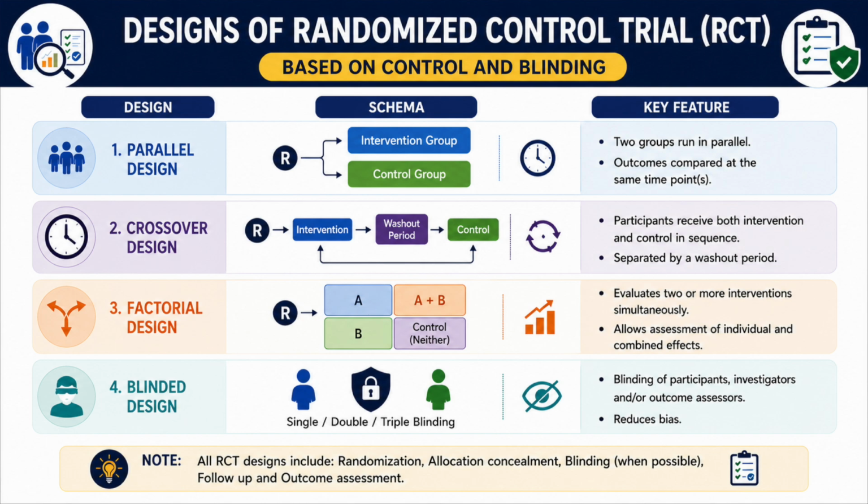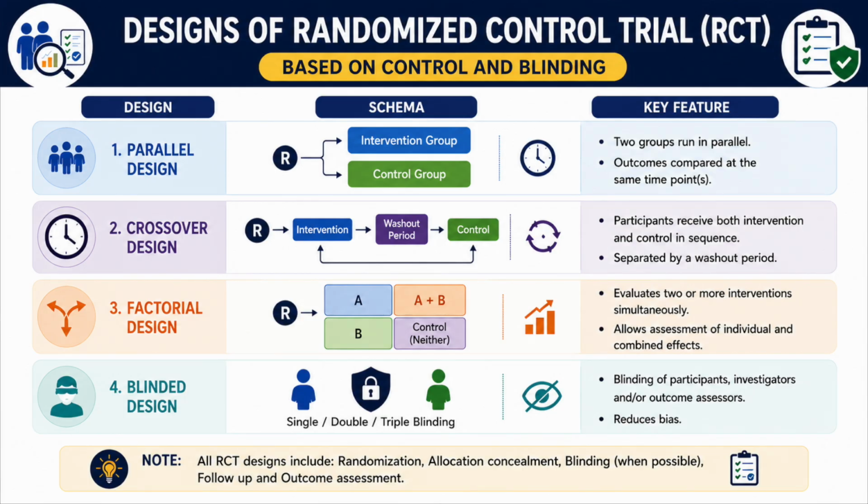Randomized controlled trials can also be classified according to their study design. The most common is the parallel design, where participants remain in either the intervention group or the control group throughout the study. In a crossover design, participants receive both treatments sequentially, separated by a washout period to eliminate the effect of the previous intervention. A factorial design allows investigators to evaluate two or more interventions simultaneously within the same study population, making research more efficient.